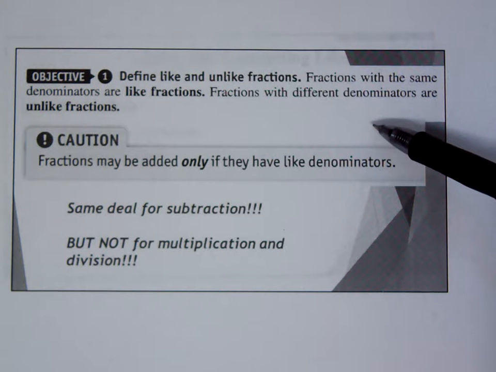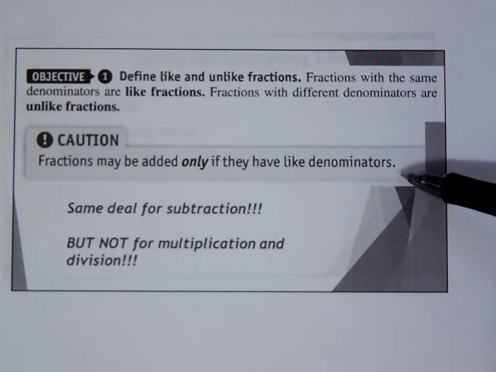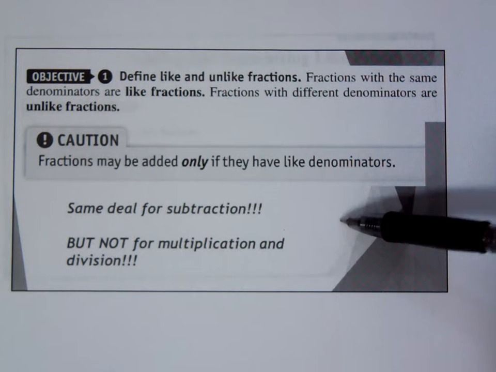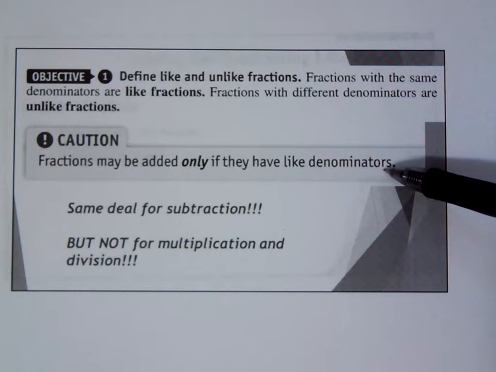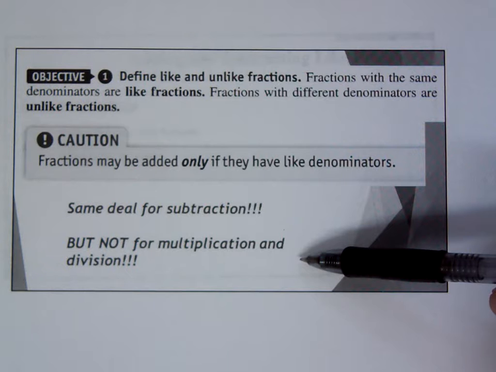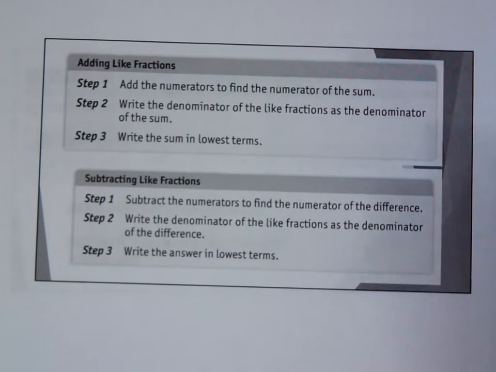They're called like fractions. Fractions with different denominators are called unlike fractions. Now this is important because fractions may only be added or subtracted if they have like denominators. This is not a requirement for multiplication and division though, and some students get that screwed up. Don't let that happen to you. So here are the processes for doing that.